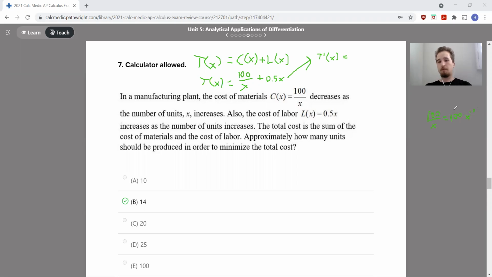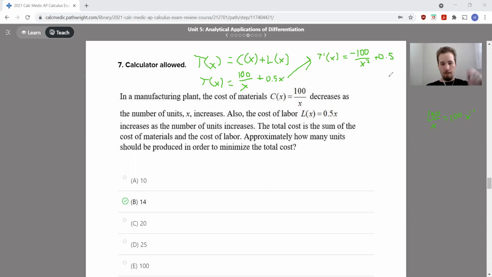So basically when we take the power rule, we get negative 100 over x squared, because x to the negative 2 is one over x squared. And the derivative of 0.5x is just 0.5.